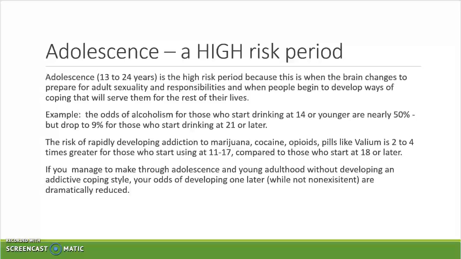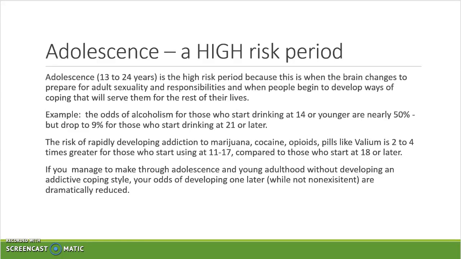So let's zoom into why adolescence is a high-risk period for people. The research tells us that adolescents, so I'm thinking about that bracket of 13 to 24, it's no longer up to 18 now. We know that adolescence and brain development doesn't really stop until 24, 25. It's a high risk period because this is when the brain changes to prepare an individual for adult sexuality and responsibilities, and when people begin to develop ways of coping that will serve them for the rest of their lives.